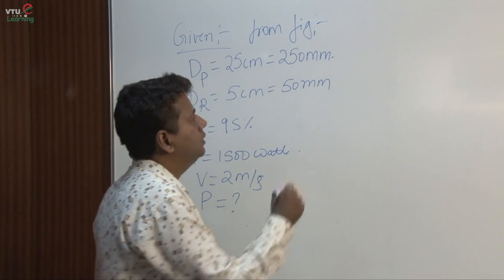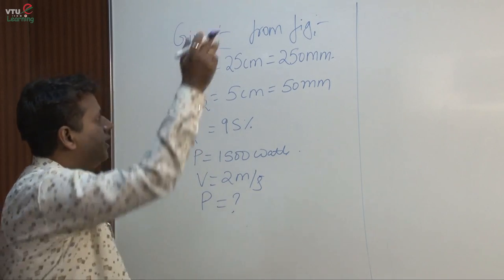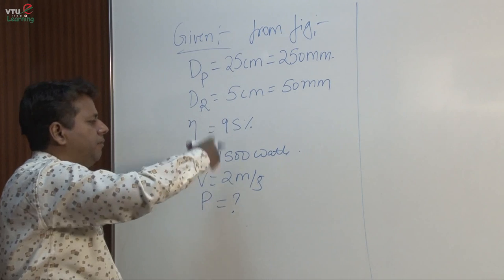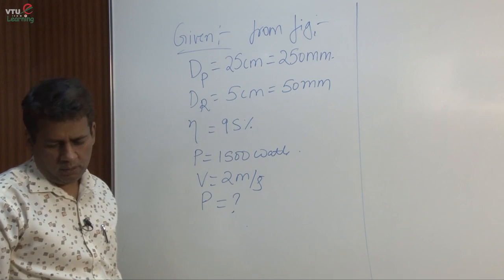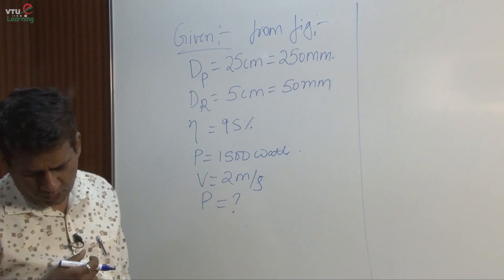So this is the statement of the problem, right? From the figure, you get dp, dr values. All these three parameters are available in the statement of the problem, right? So let us solve the problem, right?